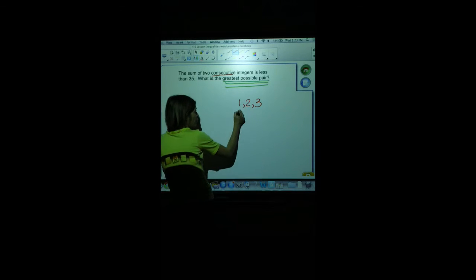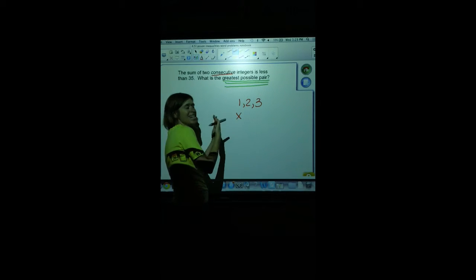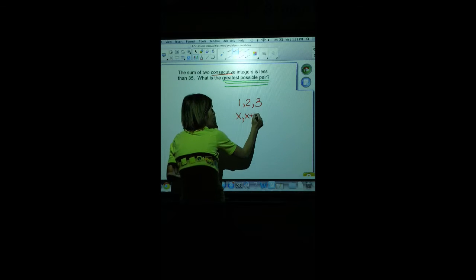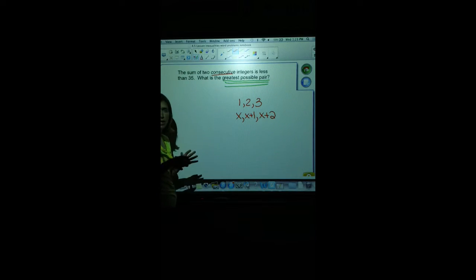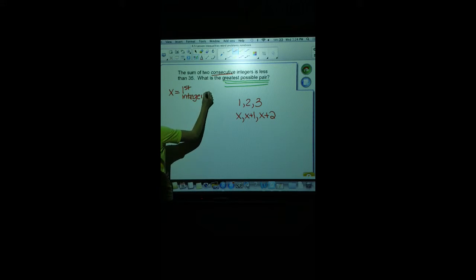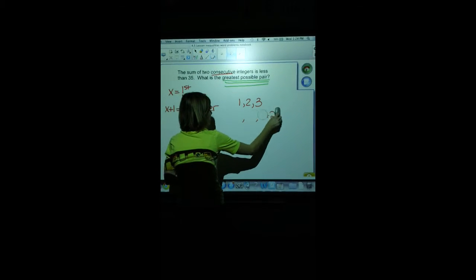So if I say that the first integer is x, the next one would then have to be x plus 1. And then the next one would have to be x plus 2. We did this earlier in the year. Consecutive integers, just integers right next to each other. All right, so it says the sum of two consecutive integers. Well, first I need to set my integers. So we're going to let x be the first integer. And that would mean that x plus 1 is the second integer. Okay, I'm going to erase this now that you have it in your notes.